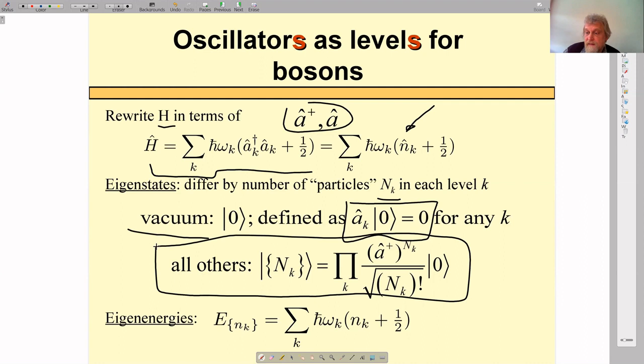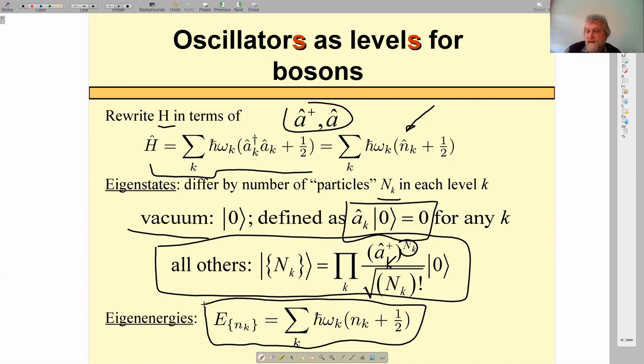How do we do this? We create the number of excitations in each oscillator. Oscillators are labeled by k, by applying the corresponding creation operator. Oh, I missed k here. Corresponding creation operators as many times as needed, namely n_k times. Fine.